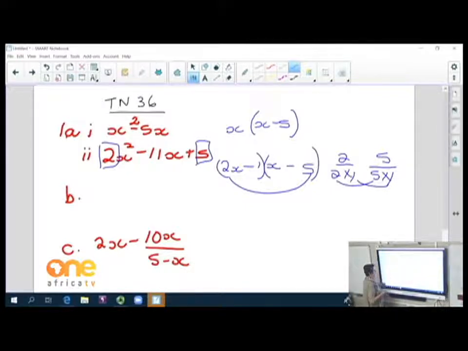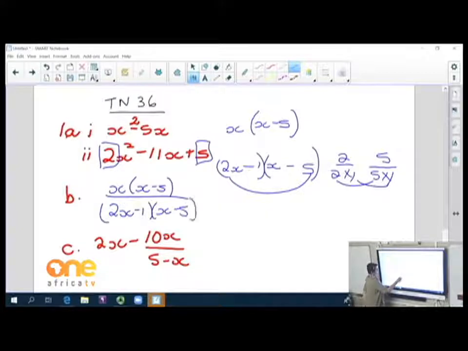And now in the B part, they ask you to put the 2 on top of each other, simplified. So it's x minus 5 over this 2x over x minus 5. And now we can eliminate. So they will cancel out. And the final solution is then x over 2x minus 1.